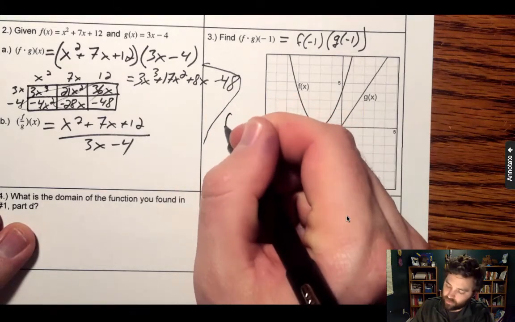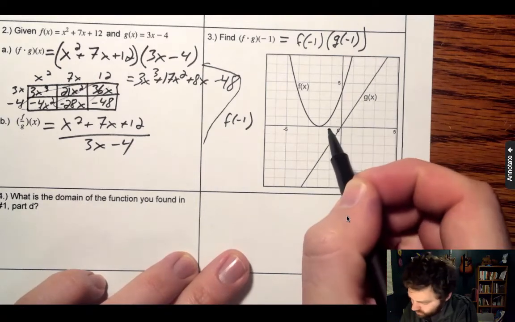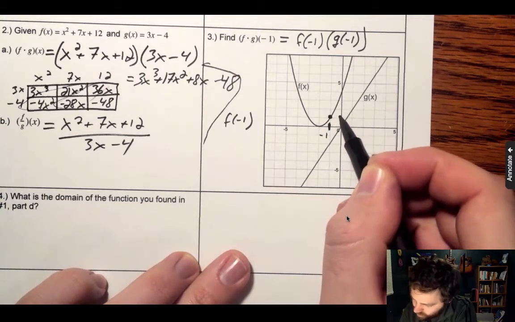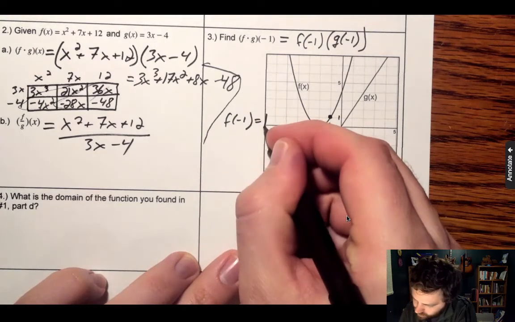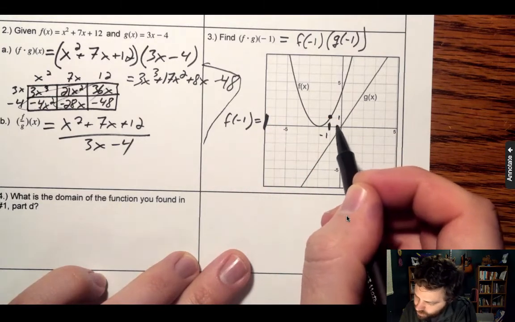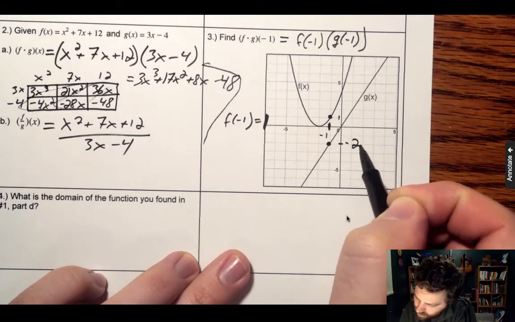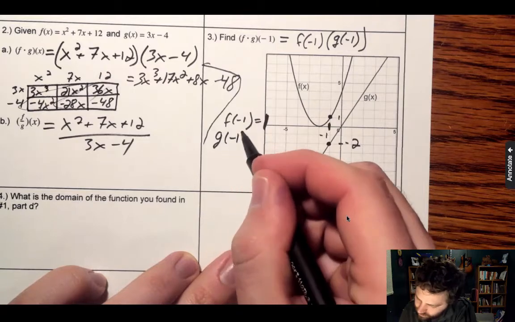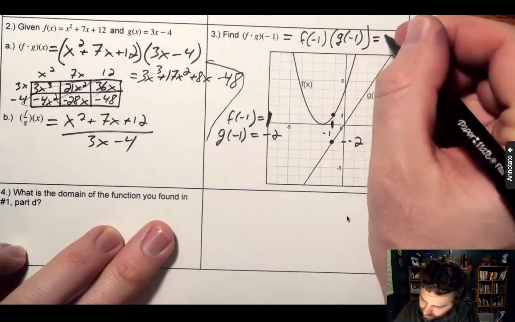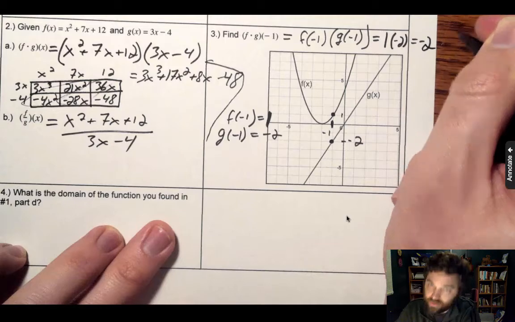So f of negative 1, if we look at our graph, that's going to be the function value at negative 1. So here's negative 1 right here. F of negative 1 will be this value, which is 1. So f of negative 1 equals 1. And then g of negative 1 will be the function value of g at negative 1, which is right here at negative 2. So g of negative 1 is equal to negative 2. So when I multiply these things together, I'm going to get 1 times negative 2, which is just negative 2.